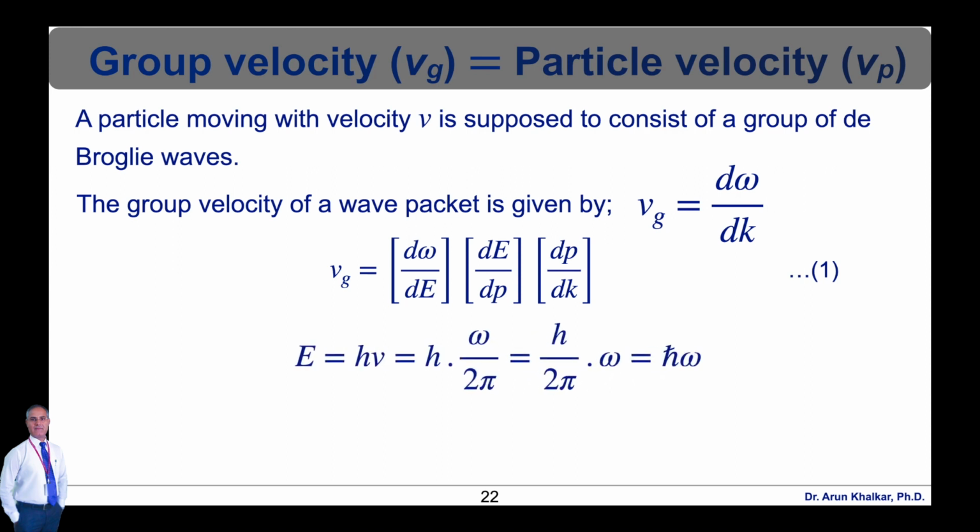As we know that capital E is equal to h nu, that is equal to h into omega upon 2 pi. So we can write h upon 2 pi into omega, whereas h upon 2 pi is nothing but h bar. Hence we can write E is equal to h bar omega. So after differentiation, we get d omega by dE is equal to 1 upon h bar. So this is equation number 2.